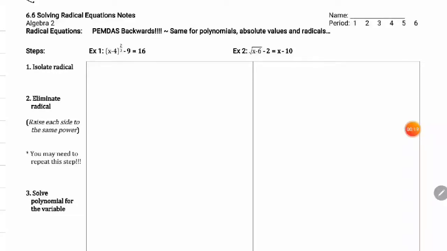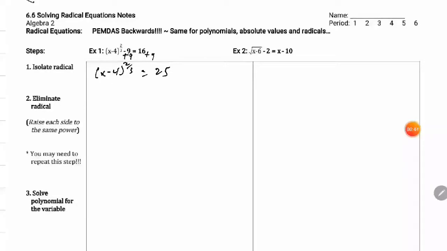So we got example 1 here. Isolate the radical. That's our first step. So our radical is x minus 4 to the 2/3. Isolating it by getting rid of that negative 9 there, so adding 9 to both sides, and I get 25. Okay?